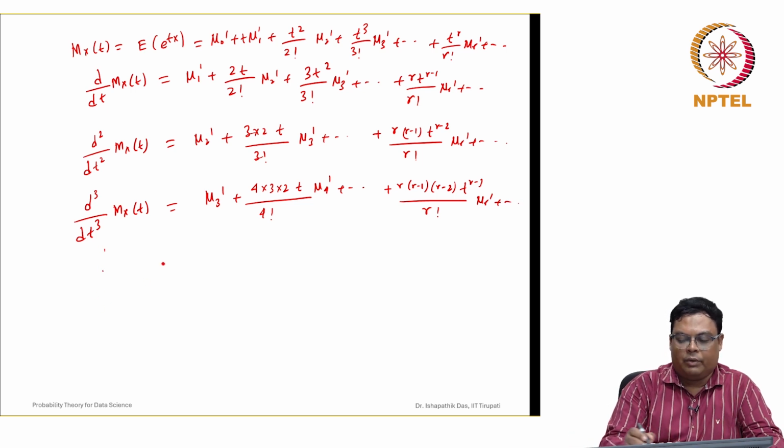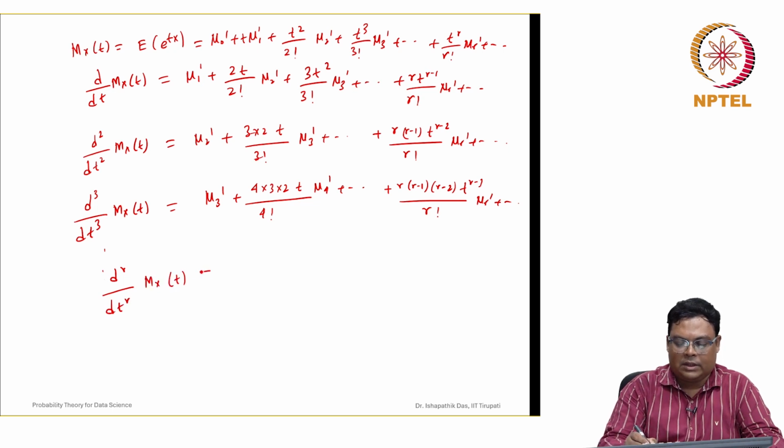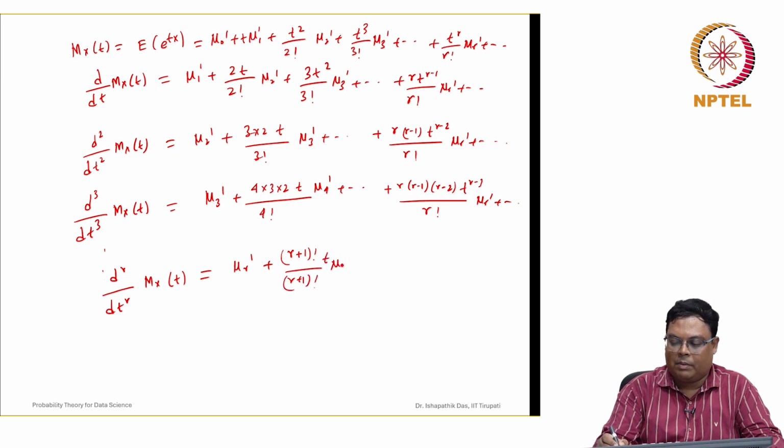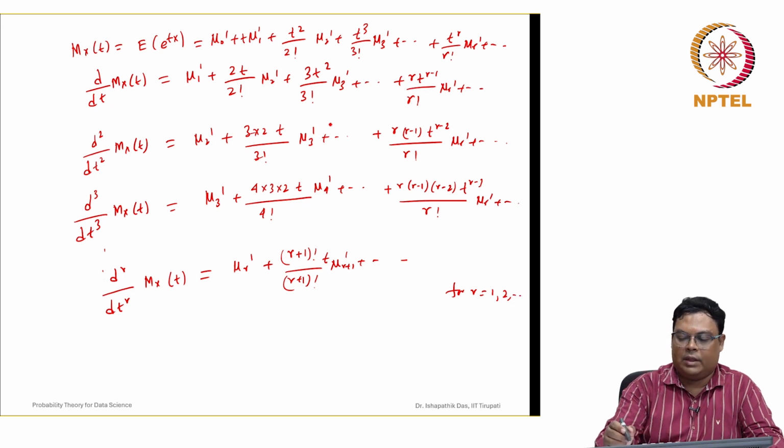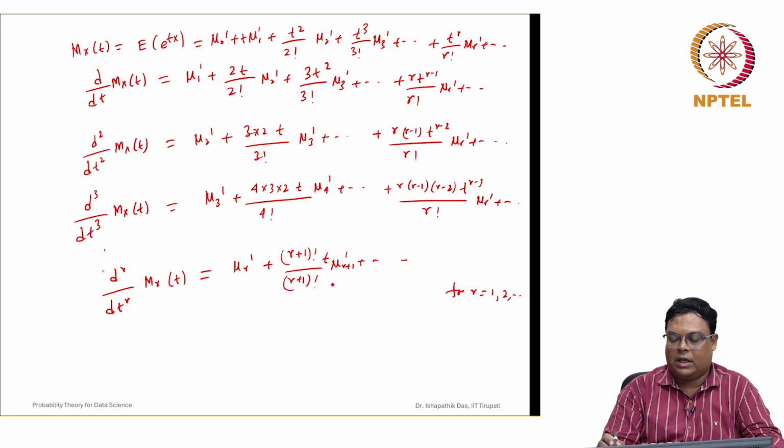So we can now understand this trend: for a particular r, if you differentiate M_X(t) r times, this will start from μr' plus (r+1)!/(r+1)!·t·μ(r+1)', like this. So this is the trend for r equal to 1, 2, and so on. You can check that for r equal to 1 this is also true.